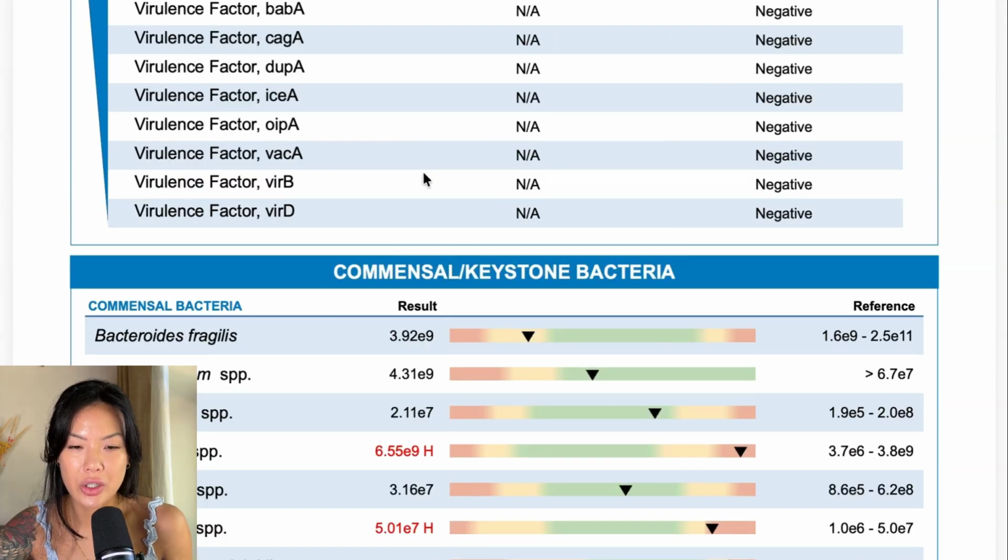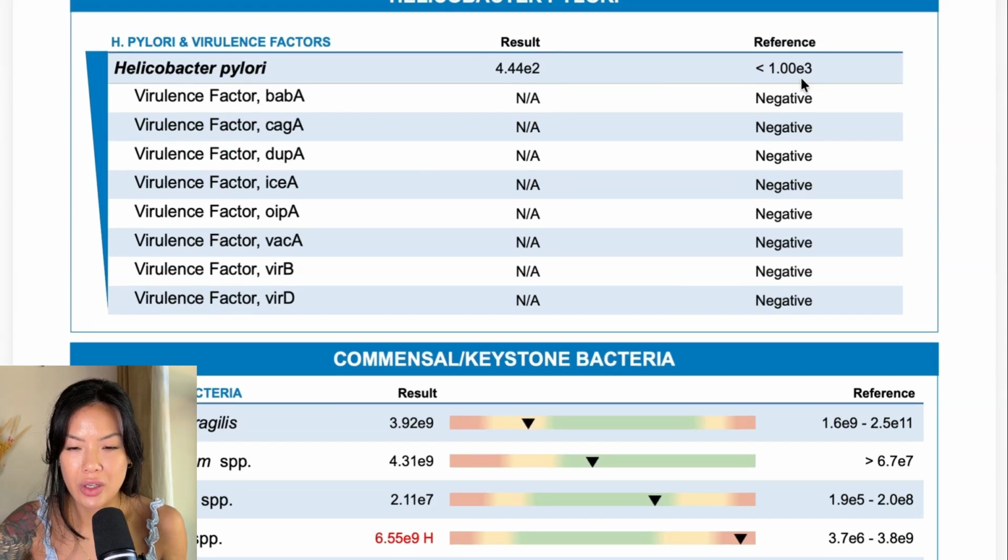I'm going to show you an actual case of H. pylori that didn't have a super elevated level, as you can see here. She had a 4.44 e to the power of 2 versus the reference level here. But for her case, we actually treated because she had the symptoms of H. pylori. She had the burning sensation, abdominal cramps, B12 deficiency, as well as iron deficiency.